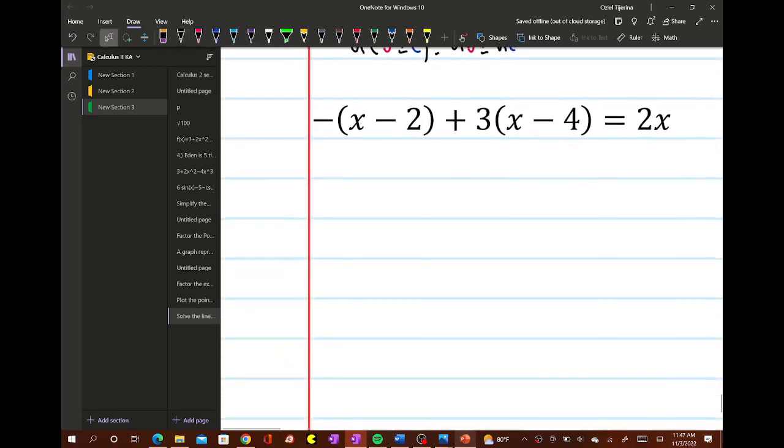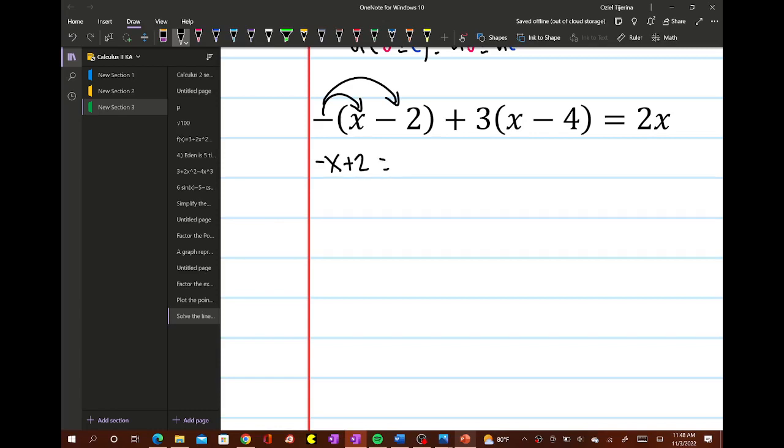Basically here you're going to distribute your negative, so you have negative x plus 2, or actually, hold on, my bad. And then you're going to say plus 3 times (x minus 4), which is 3x minus 12. You're multiplying it to both things. And then you have equals 2x. So then you have negative x plus 2 plus 3x minus 12 equals 2x.